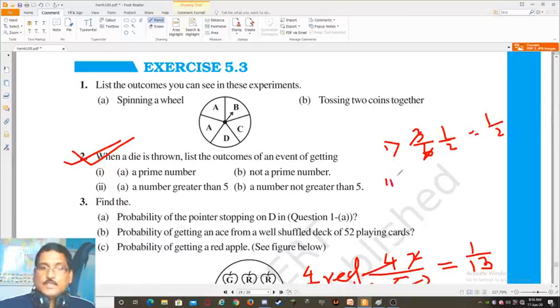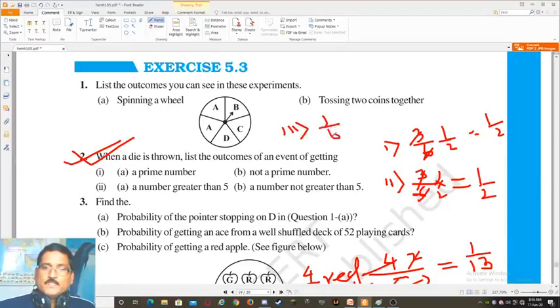Now, the probability of not a prime number: that also is 3 by 6. Not a prime number on a dice. Cut, 1 by 2. And a number greater than 5: only one number is there, that is 6. One number is there, so 1 by 6.